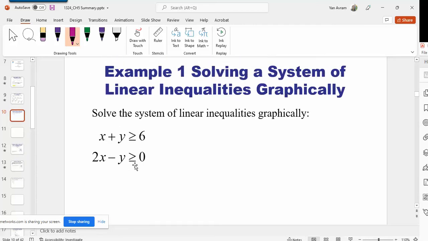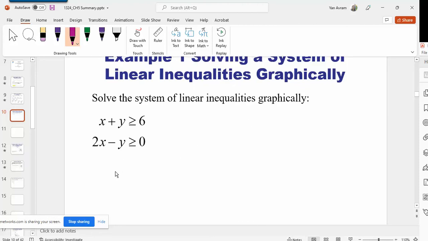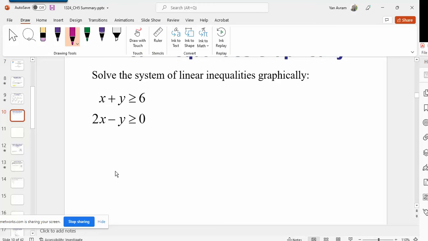Now we're going to solve this system of linear inequalities by graphing. We graph line 1 and then line 2 first. In order to graph line 1, I need 2 points, so I set up my x and y. Basically I'm graphing x plus y equal to 6. This has an equal sign, so we use a solid line, and the other also has an equal sign, so we use a solid line for both.